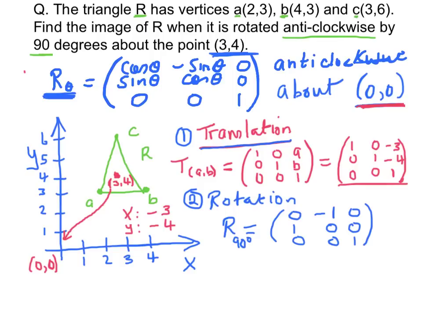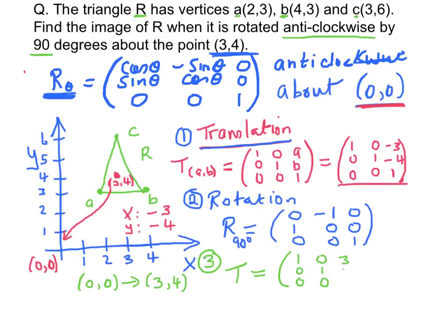Now once I've done the rotation, the third step, so let me write that in green, is I'm going to move everything back to its original position. Again, I move back from 0, 0 to the point I was originally rotating around, which was 3, 4. So that's a translation. I add 3 in the x direction and I add 4 in the y direction. So my translation t is going to be 1, 0, 0, 0, 1, 0, and 3, 4, 1.